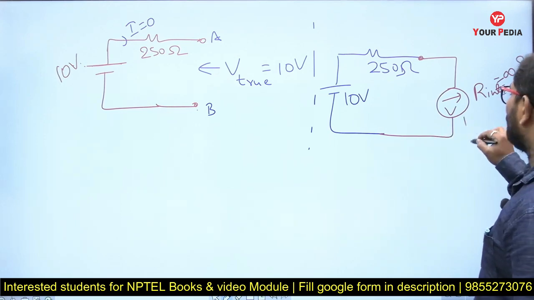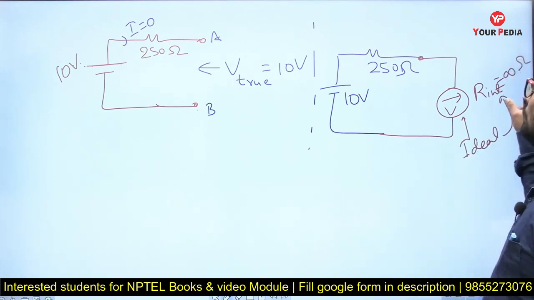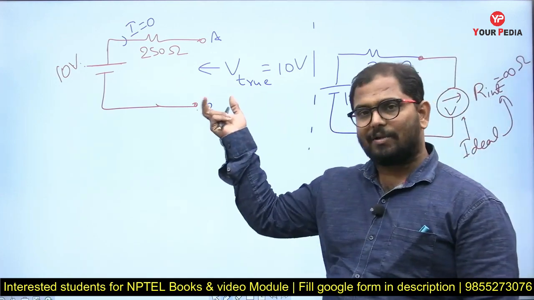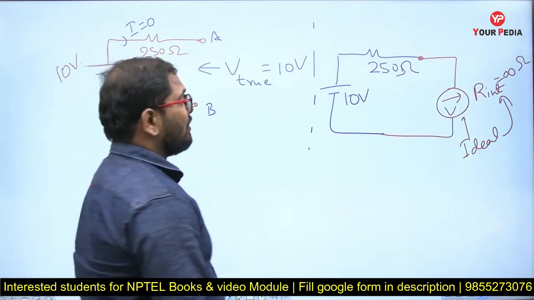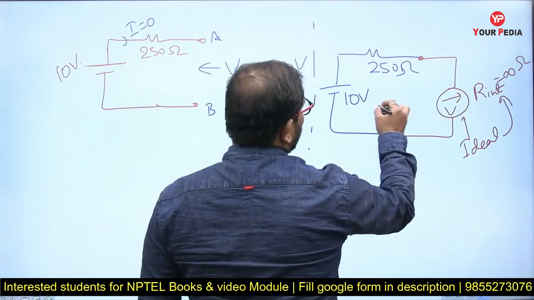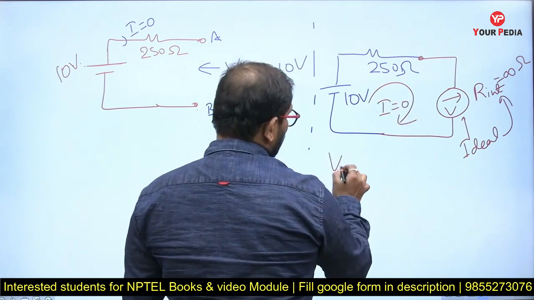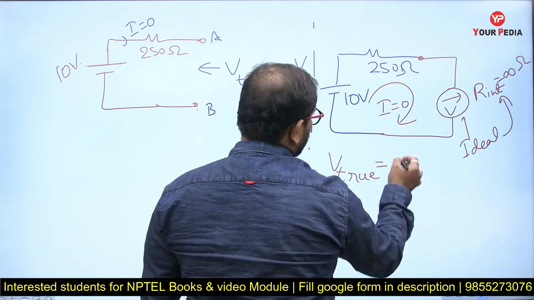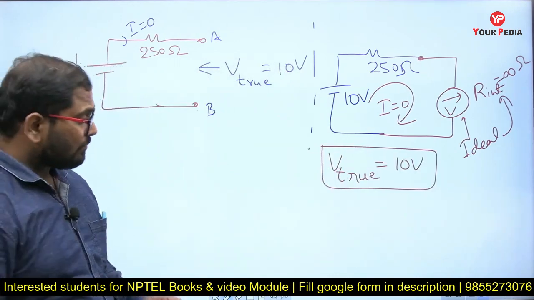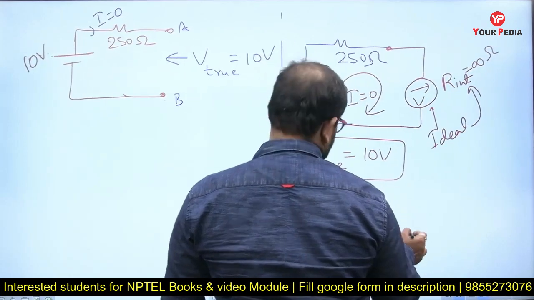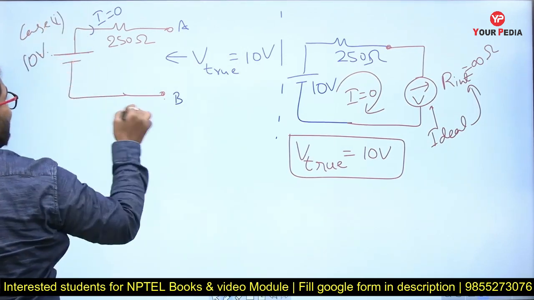But as I choose this voltmeter as ideal, ideal means it will have an internal resistance of infinite ohms. Infinite resistance again means it is the same as an open circuit, but we have to represent the voltmeter. As the internal resistance is infinity, what is the amount of current that will flow through the circuit? Again zero. So the true value of voltage is equal to 10 volts. Now we'll connect the voltmeter with internal resistance. So case 1 is over, calculation of true voltage.